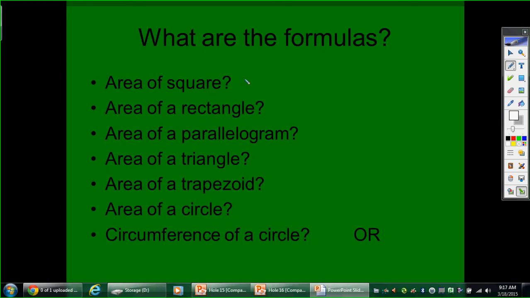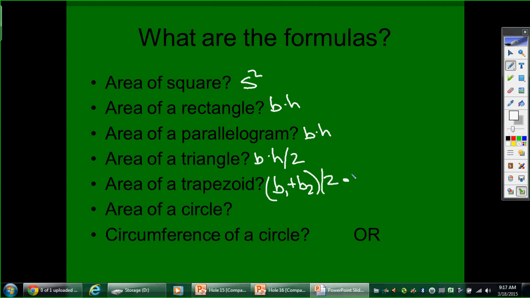So a square, side length squared. Base times height, but I'm going to split that in half because a triangle is half of a parallelogram. Trapezoid, again, I'm averaging my bases by adding them together and dividing by 2, and then I multiply by the height.